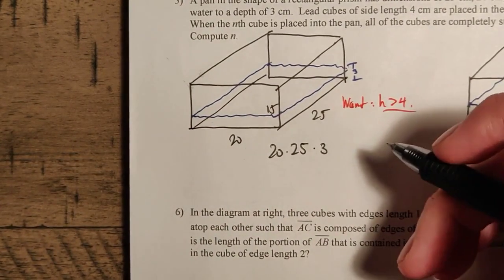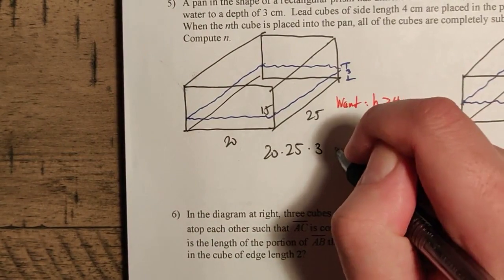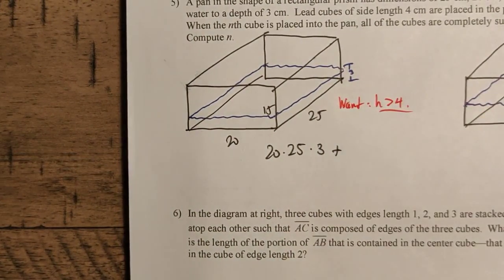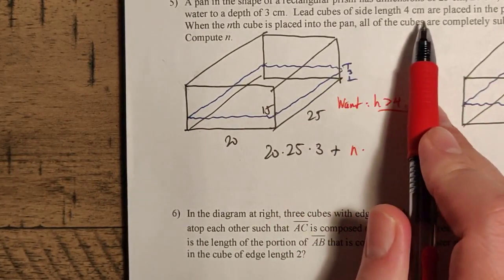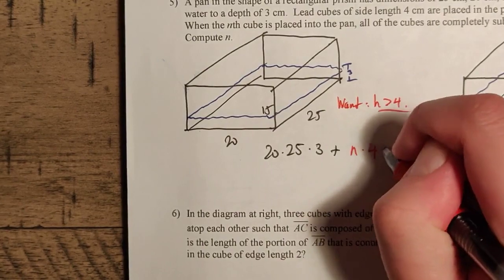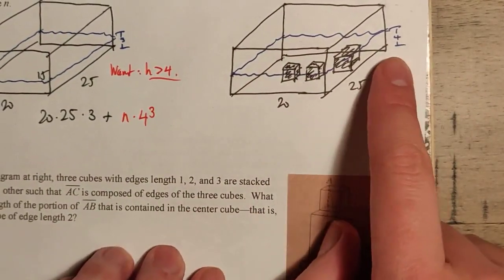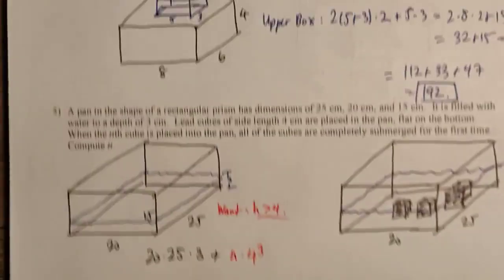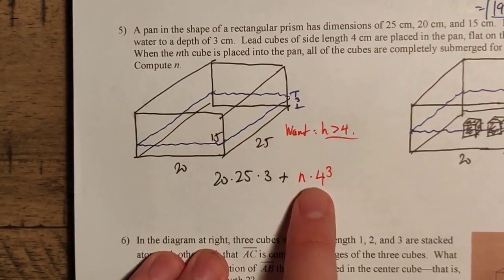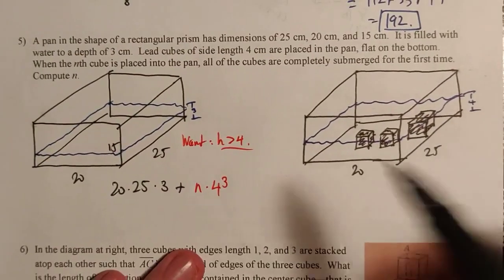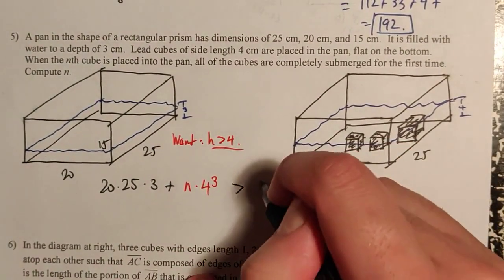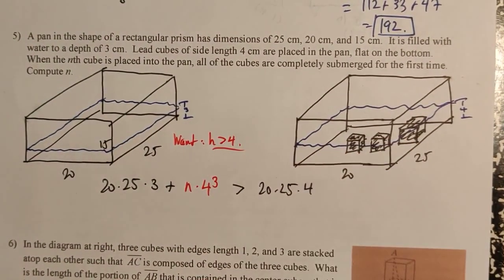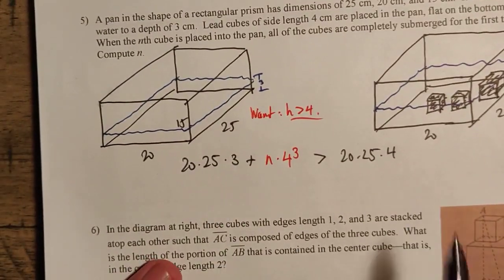And now, we're going to add cubes. We don't know how many cubes there are going to be. We're going to add n cubes. Each cube has a volume of, well, the cubes are side length 4 centimeters, so it's going to be n times 4 cubed. Over here, we want the height to be at least 4. So that means this here, the water plus the cubes, we want to be strictly greater than what would happen if the height were 4, which means we want 20 times 25 times 4. So right now we have ourselves this nice little inequality here.